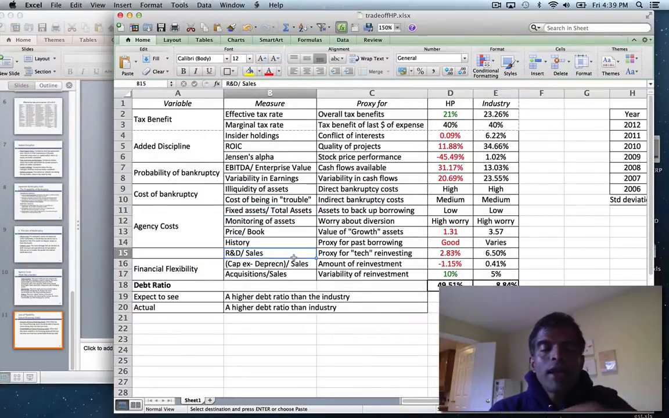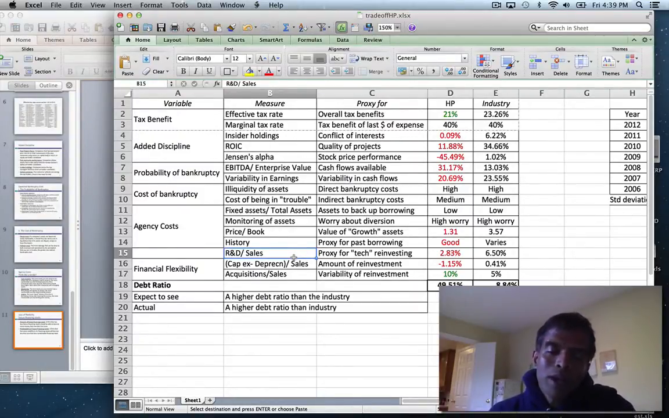I looked first at R&D, which for technology companies is a true measure of reinvesting, because if you look at the net capex as a percent of sales, it's tiny for both HP and the industry, though HP's number is actually negative, which means they don't have very much capex in the first place. And if you look at R&D, HP's R&D as a percent of sales is a lot lower than it is for the industry. So HP is basically reinvesting a lot less than the typical company in the industry, which by itself should push me to borrow more money.